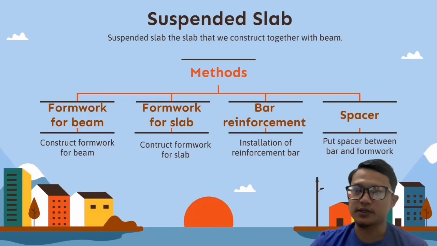So here is a suspended slab. What is a suspended slab? A suspended slab means that the beam and the slab are constructed together. Okay, so the method is to do a formwork for a beam.